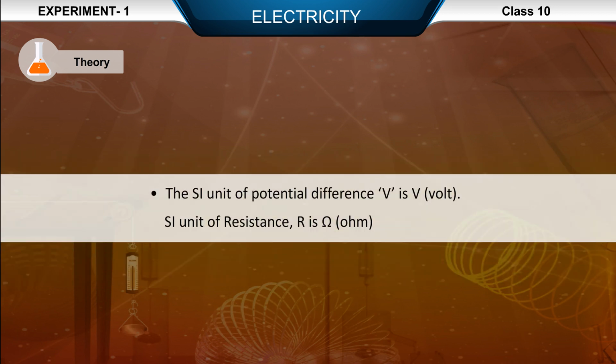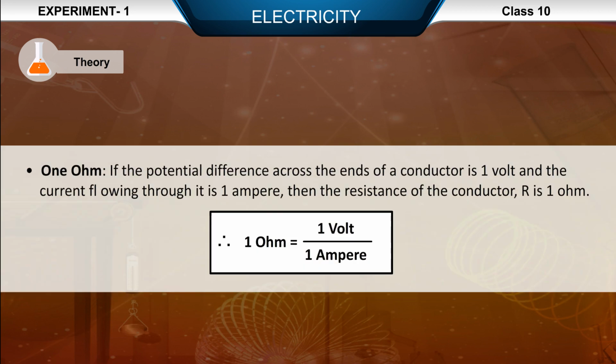The SI unit of potential difference V is volt. The SI unit of resistance R is ohm. 1 ohm: if the potential difference across the ends of a conductor is 1 volt and the current flowing through it is 1 ampere, then the resistance of the conductor R is 1 ohm. 1 ohm is equal to 1 volt per 1 ampere.